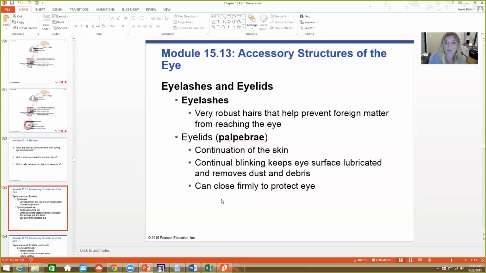Let's keep moving with some accessory structures associated with the eye. You have the eyelids and the eyelashes. The eyelashes are very robust hairs, and the whole purpose is to prevent foreign material from going into the eye and irritating it. The eyelids are also called palpebrae. They're a continuation of our skin. Continual blinking helps to keep our eyes moistened and lubricated, as well as to remove any dust or debris that gets in there. And they can also close to protect the eye.